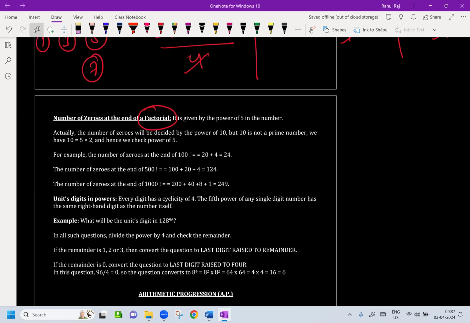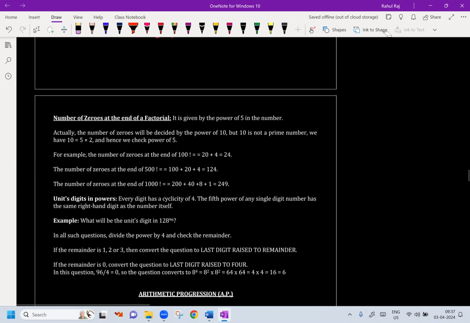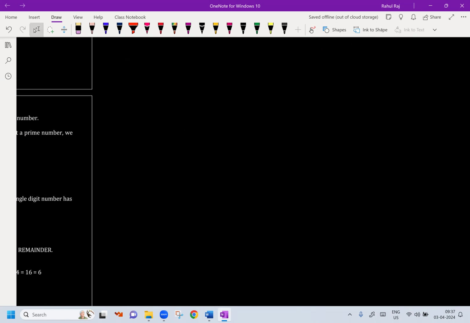Yeah. So now a bit of rules comes into the picture, and these are beautiful rules. It says here the number of zeros at the end of a factorial. So first of all, what is factorial?